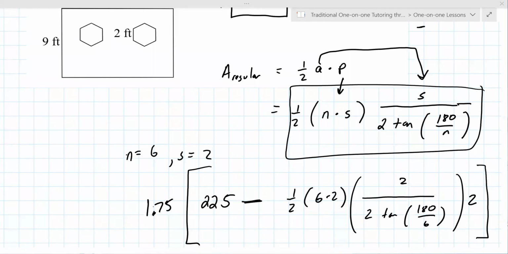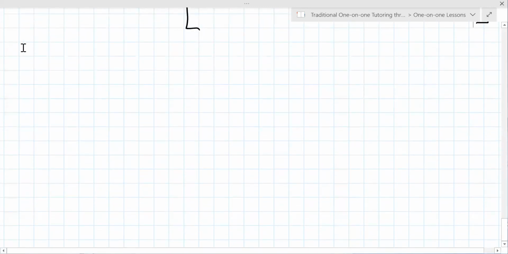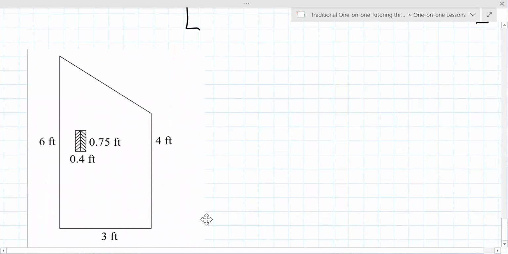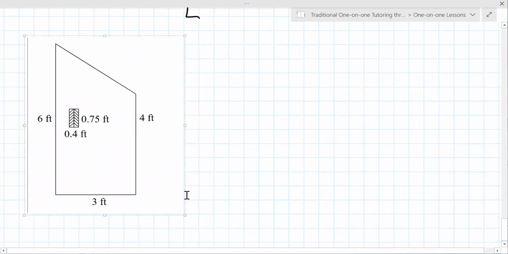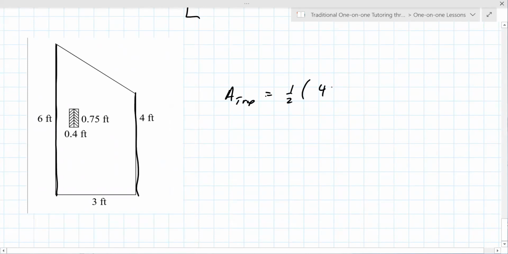All right, so there's actually only one more of these sort of weird things, and then the last 2 are estimation. So this one is an area of a trapezoid. We know the area of a trapezoid is 1/2 base 1 — the bases have to be parallel — so 4 plus 6, and then the height is 3. And then we're going to subtract the area of this thing, which is 0.4 times 0.75.